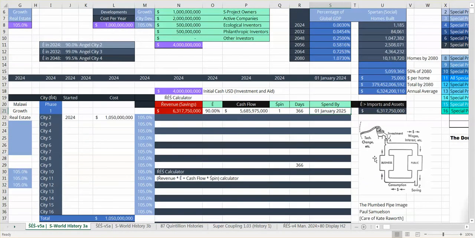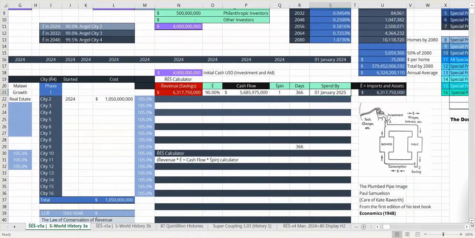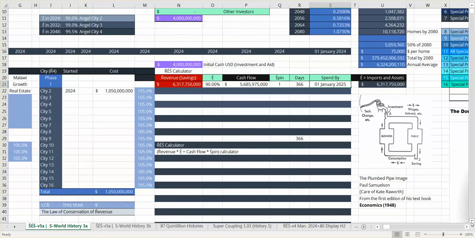This is basically very similar to the plumbed pipe image, Paul Samuelson, care of Kate Raworth, from the first edition of his textbook, Economics, in 1948, the book that everyone sees as the book. Okay, so nothing new here, other than we can see we've got a spillage of 10%. So in this economy, 10% is lost. So what you've got to make sure is you're filling it up with at least 10%.